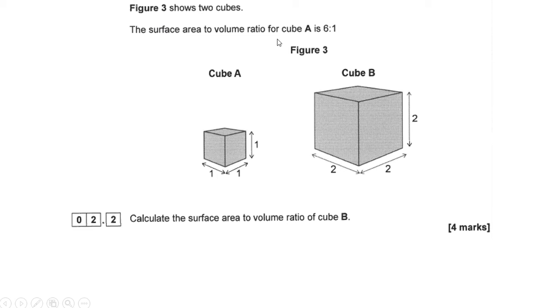The surface area to volume ratio for cube A is 6:1. Cube A has a length, width and height of 1, and cube B has a length, width and height of 2. The question is, calculate the surface area to volume ratio of cube B. This one is 4 marks.